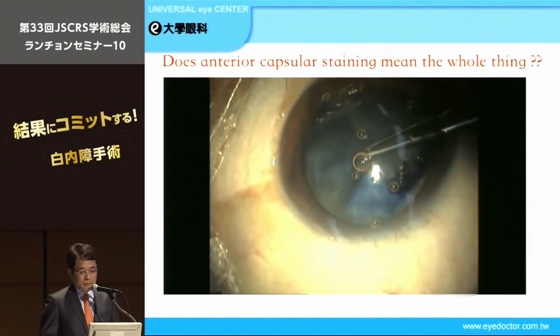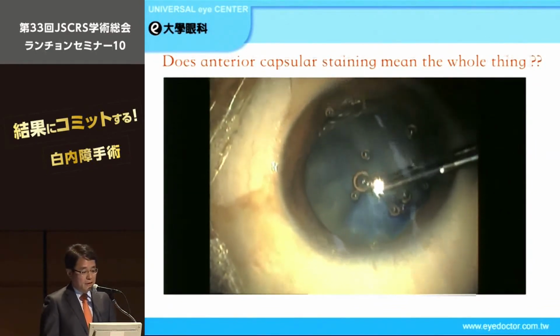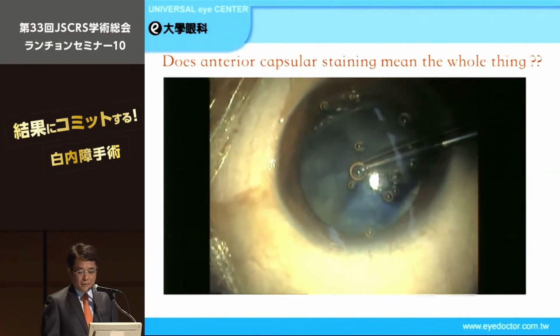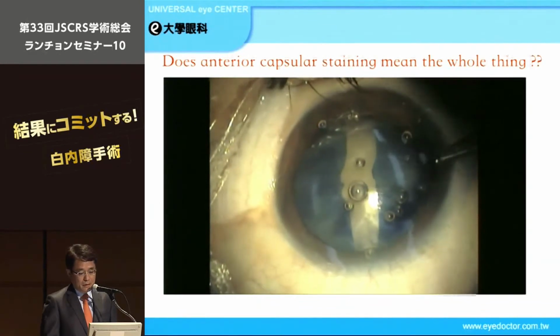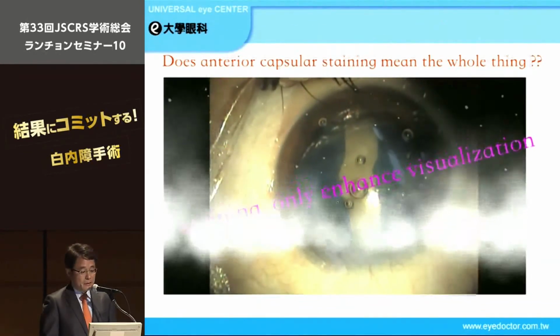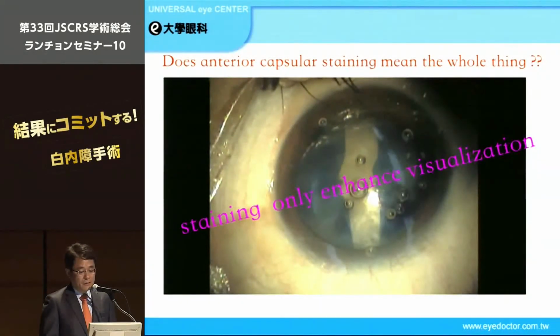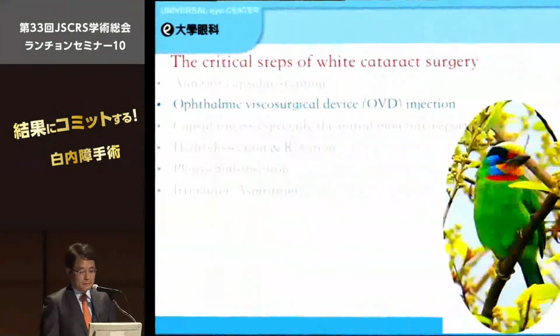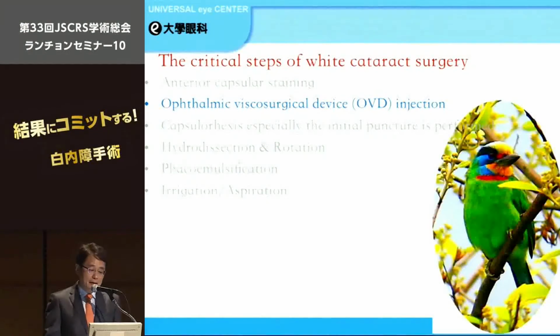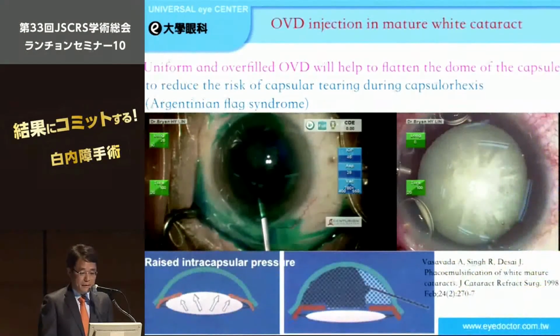After we know how to do anterior capsular staining, does anterior capsular staining mean the whole thing to the surgery? Oh no, please remember, staining only enhances visualization. So the next critical step is OVD injection.